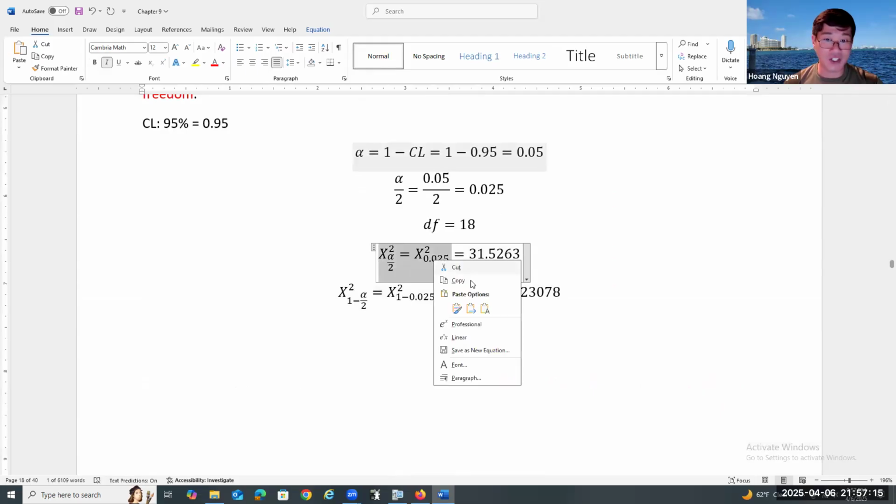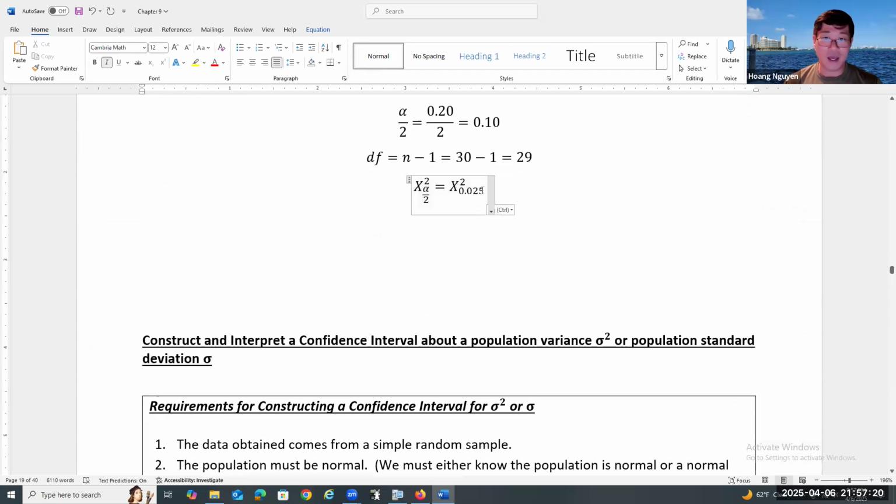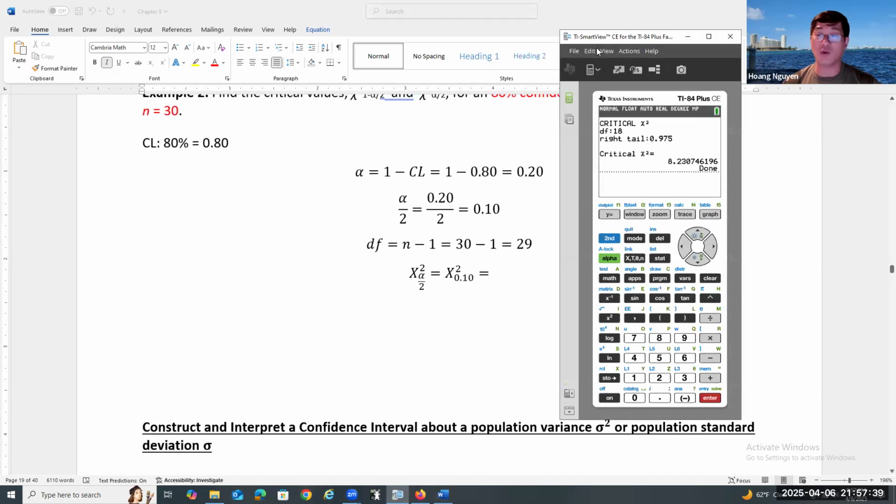I'm going to copy this notation to make it easier for my calculation. Now alpha over 2 is 0.10. Let's give it a try. Everyone, you can try with the calculator to see what the answer is for this critical value, chi-square sub 0.10. Keep in mind the degrees of freedom is 29. We go to the critical chi-square, the degrees of freedom is 29, and the right tail is 0.10.